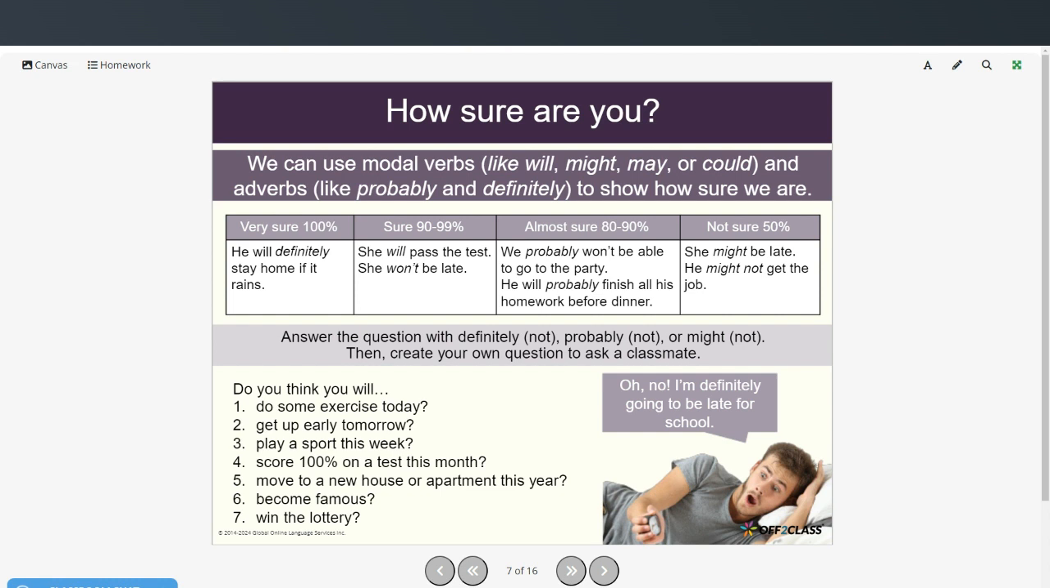So now answer each question with either definitely, definitely not, probably, probably not, or might not for yourself. So do you think you will do some exercise today? Yes, I will probably do some exercise today. Okay, so then you can try all of these on your own and then restart the video when you're ready to continue.